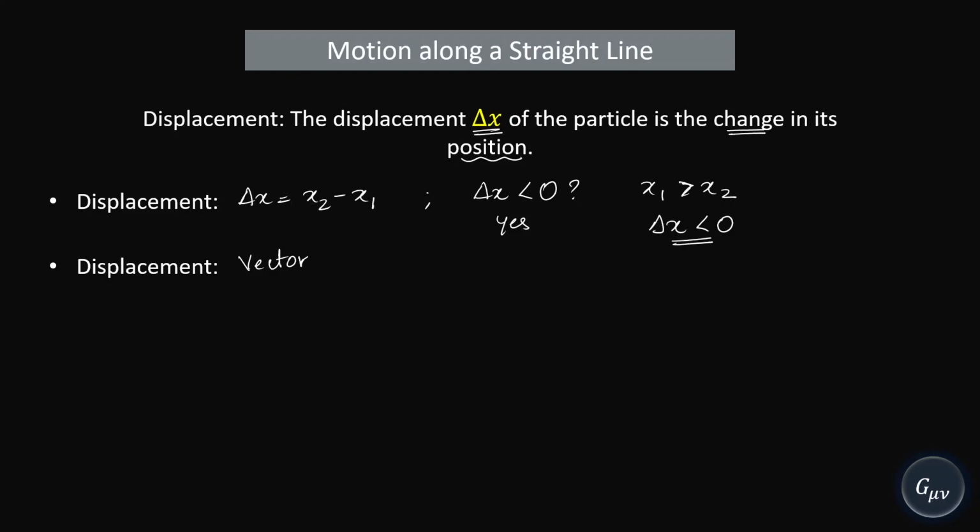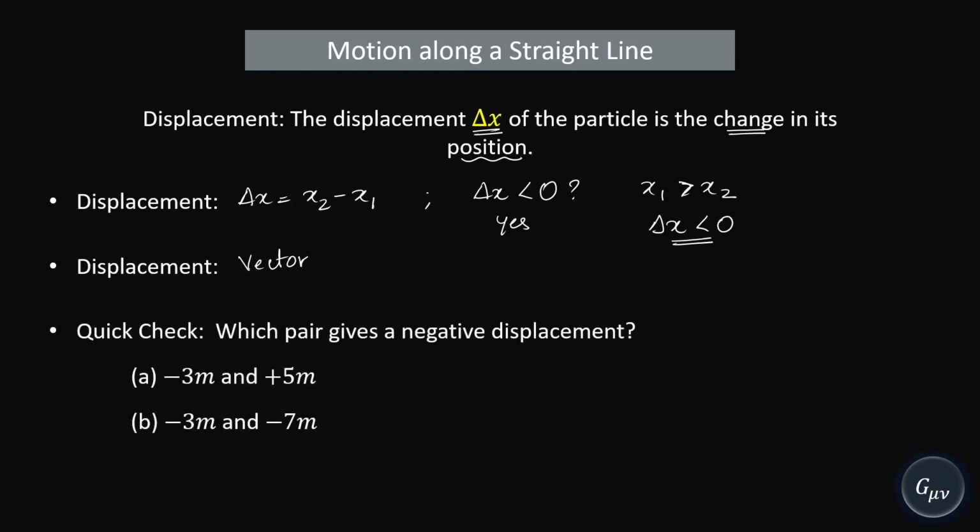Let's do a quick check. Here are two pairs of initial and final positions respectively along the x-axis. Which pair among these gives a negative displacement? The first pair is A, minus 3 meters and plus 5 meters, and the second pair is B, minus 3 meters and minus 7 meters.